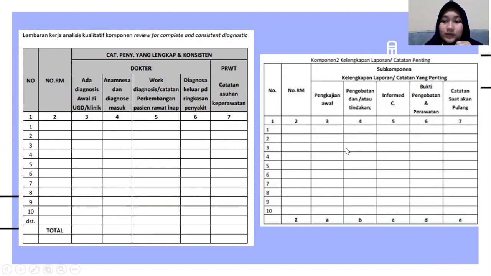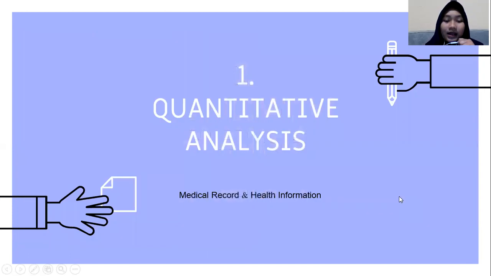And this is the quantitative analysis. There are medical record number, initial assessment, treatment and procedures, informed consent, evidence of treatment and care, and record when the patient is discharged from hospital. Let's talk about quantitative analysis.